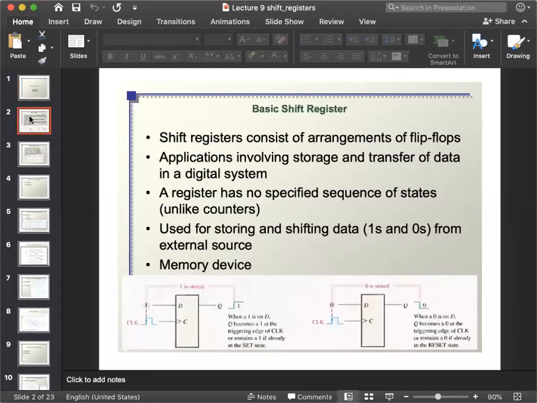Basically, a shift register consists of some flip-flops. Those who did the digital electronics or DLD course already know about flip-flops. A flip-flop is a sequential circuit which actually helps us to, sorry, let me first give the shift register definition, that will be better.